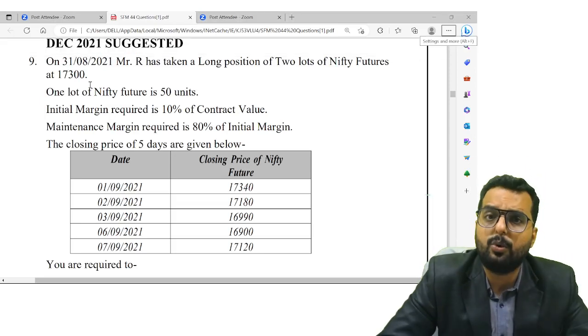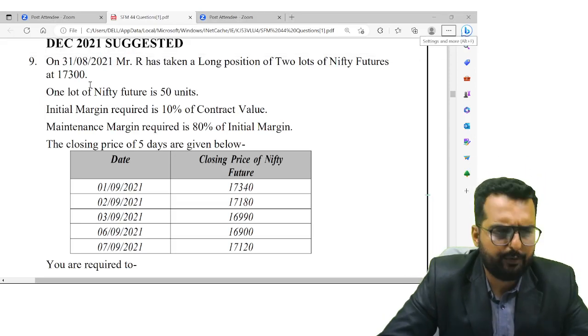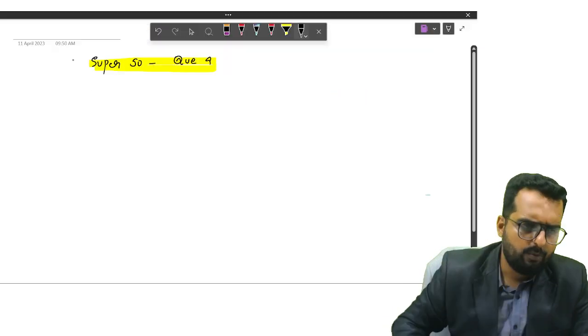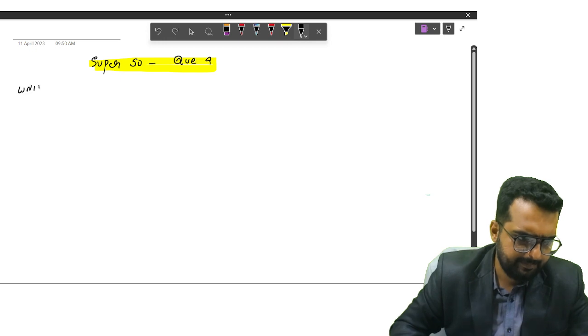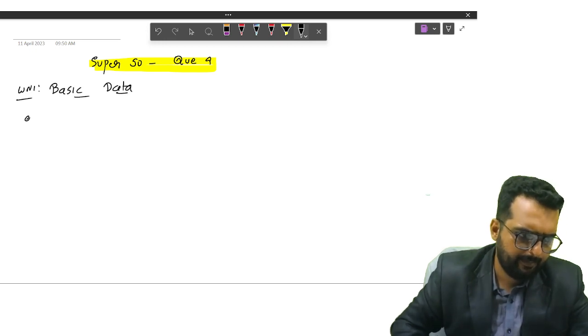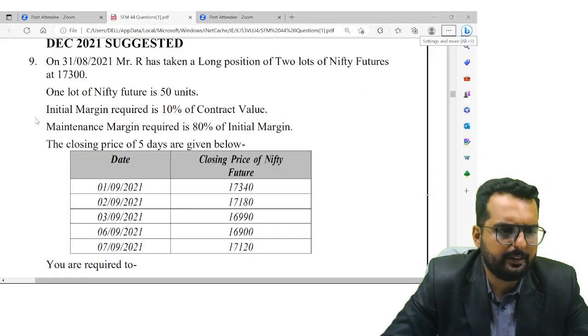Alright friends, let's do question number 9 of Super 50. Let's go through this. Working note 1, basic data. Now here you interact with me.